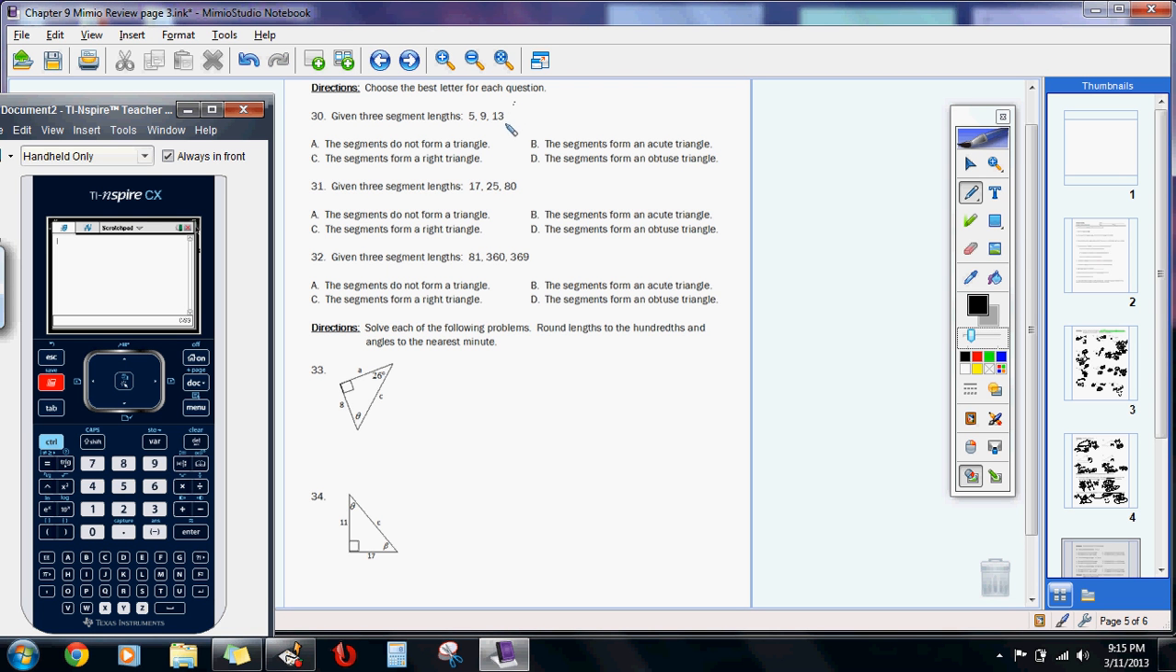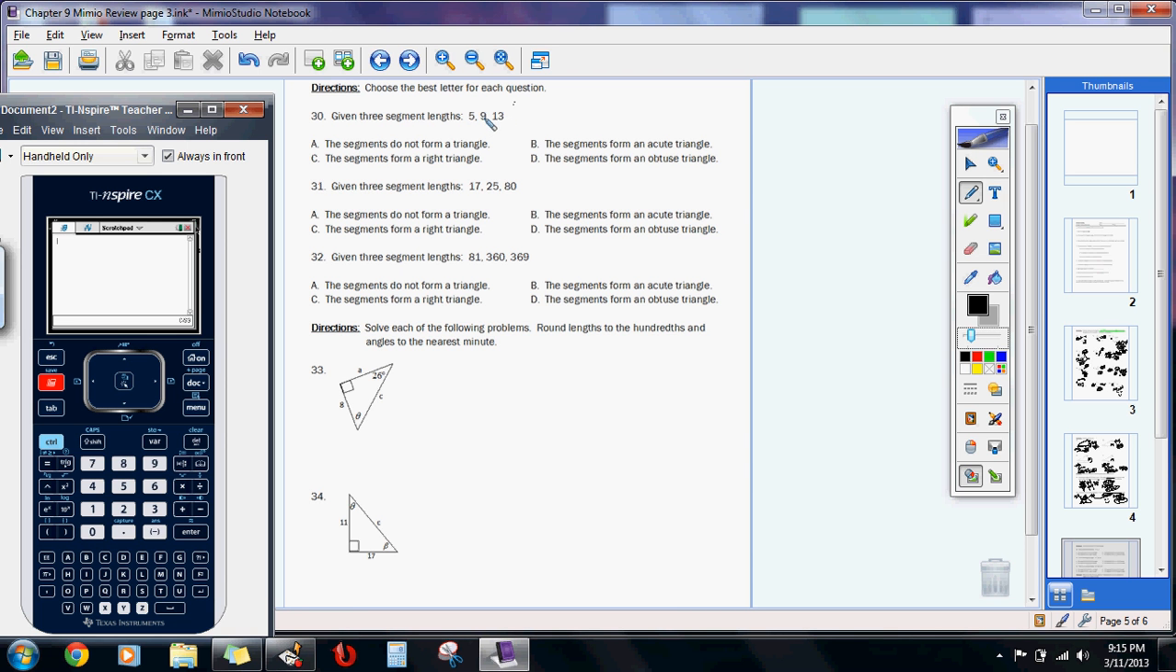All right, we're going to start here with number 30 and continue on. First thing you got to realize is that one of the options of these problems is that the segments do not form a triangle at all. So you want to always say that the sum of two sides has to be greater than the third side.